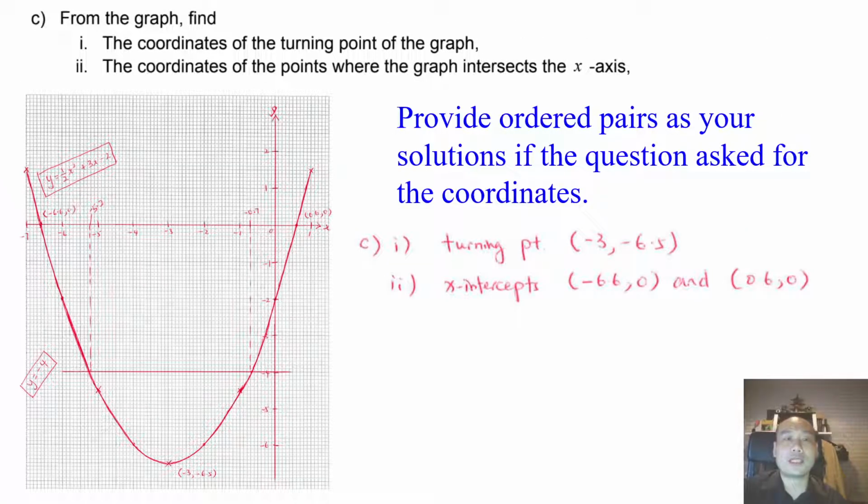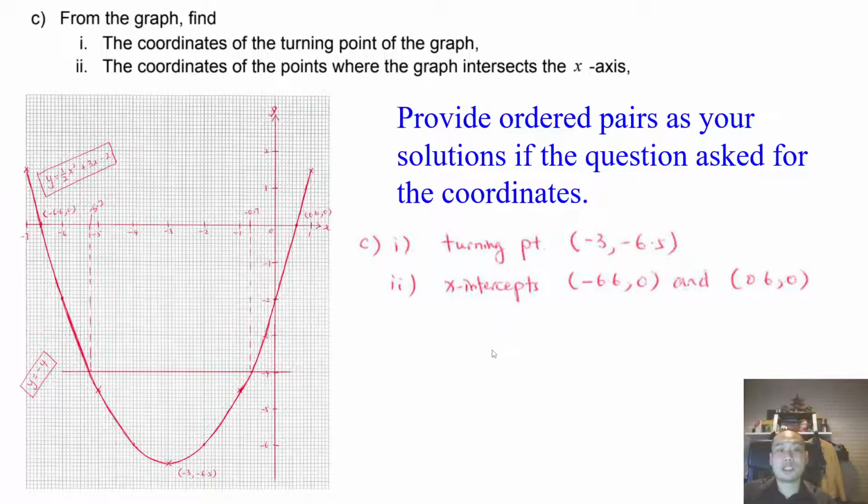So the question first of all asks us to write down the coordinates of the turning point. So let's identify the turning point. The turning point will be right here, right at the bottom of the entire quadratic graph. So this point here is -3, comma -6.5. So write it down, turning point. This is the turning point, the coordinate. So the question asks for the coordinate, we give the coordinate, and this is how we write down the coordinate as ordered pairs. Okay, answer to the question, right?